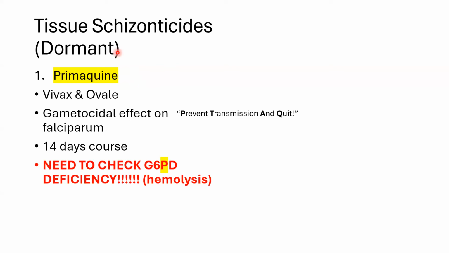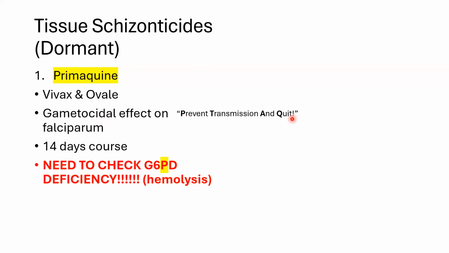Like we said, it works on the dormant forms of vivax and ovale because these are the only ones that have dormant forms. However, like we said in the mnemonic, prevent transmission and quit. They can also work as gametocidal in falciparum. This is very easy to remember because we said prevent, transmission, and quit.